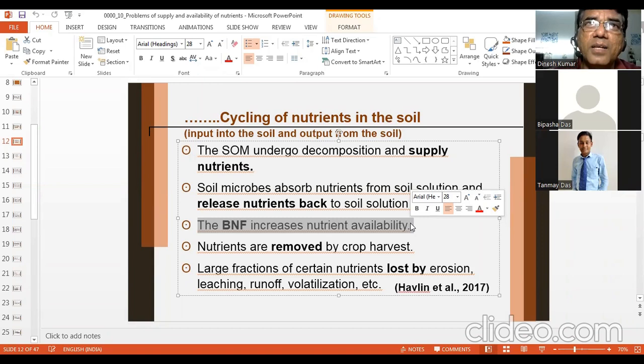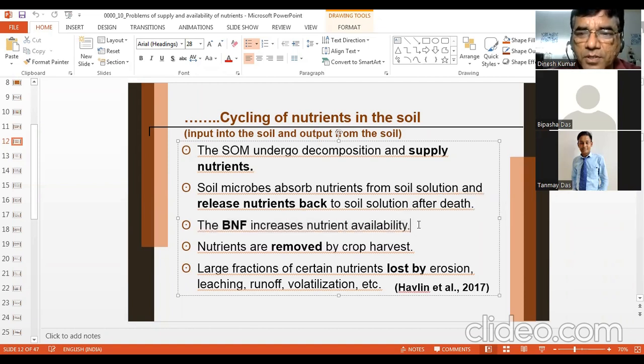Similarly, there are some other fungi which also prevent the insect diseases in plants. So certain microbes are useful in the prevention of diseases also, not just nutrient mobilization. A large fraction of certain nutrients is lost by erosion, leaching, runoff, volatilization, etc. So of course, losses also occur for the nutrients. They enter the soil, but they also go out from the soil.